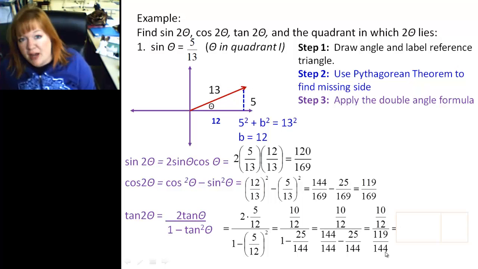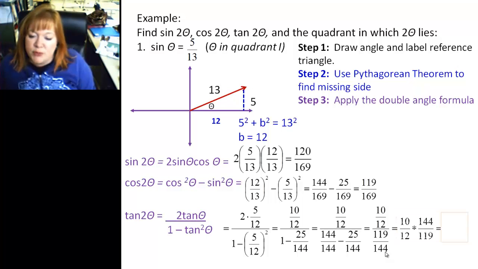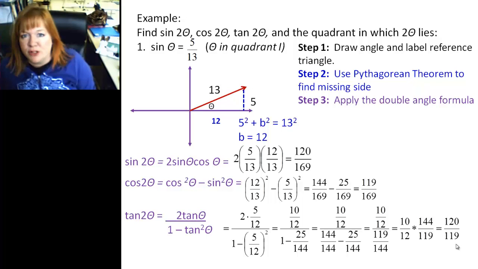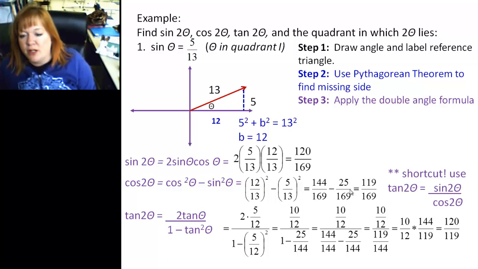And when you're dividing by a fraction, it's the same as multiplying by your reciprocal. So we will flip the second guy and multiply straight across. When you do that, it'll reduce down to 120 over 119. Do those numbers look familiar to you? Sure, look at this. This is 120 over 169, 119 over 169, 120 over 119.